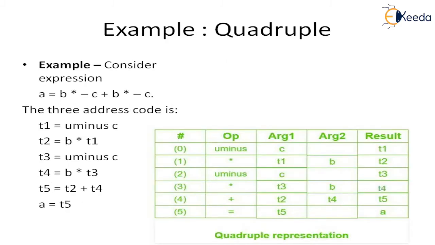A quadruple example is shown in the slide. Please refer to the slide for the example of the quadruple. The example contains a = b * -c + b * -c.